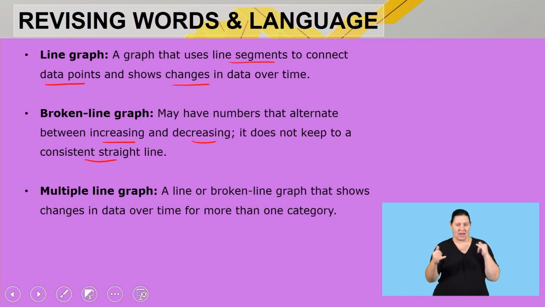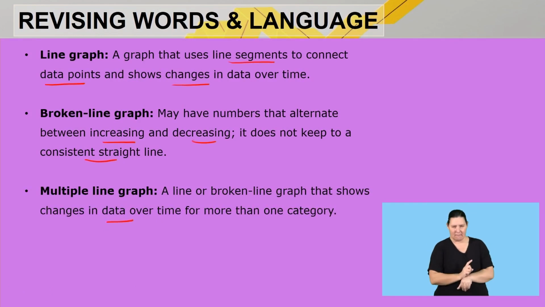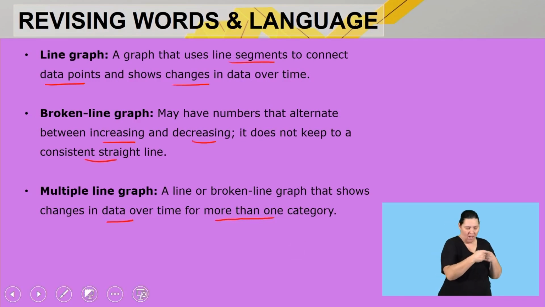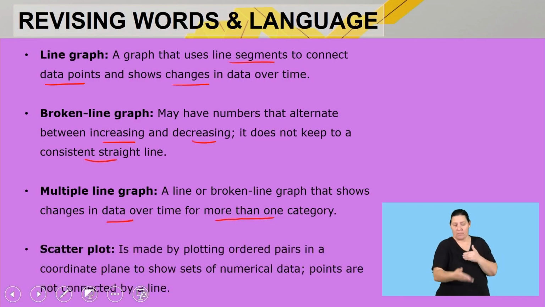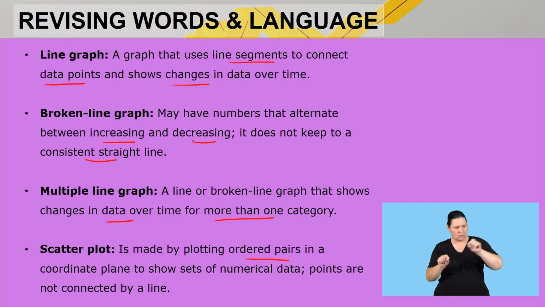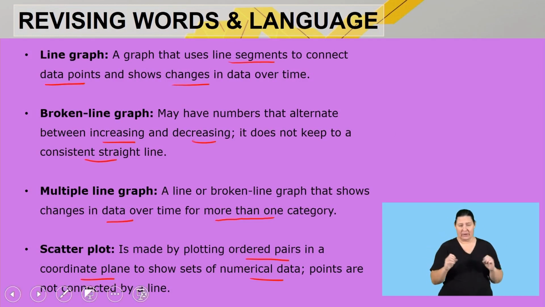What else are we looking at? We can also have a multiple line graph. This is a line or a broken line graph that shows changes in data over time for more than, and this is important, for more than one category. Guys, I hope that is clear. Then what else do we have in terms of graphs is what we call a scatter plot. A scatter plot is made by plotting ordered number pairs in a coordinate plane to show sets of numerical data. Points are not connected by a line. So that is a scatter plot. I hope that all makes sense.